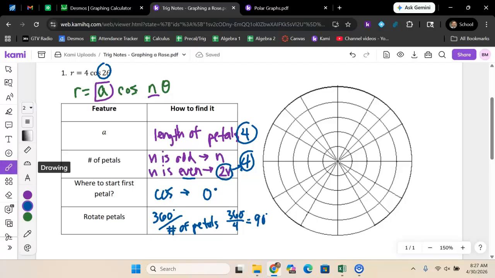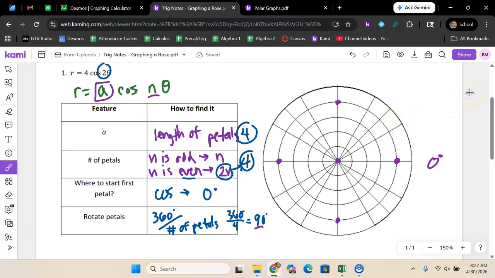All of these are based at the origin, so I'm going to put a point at the origin. The first petal is out here at 0 degrees, and they have length 4. So I'm going to go out to the 4th ring and put a point. Then I'm going to rotate every 90 degrees for another petal, and 90 degrees, another petal, 90 degrees, another petal. What you should notice is that that equals the number you're supposed to have, which is 4. I've got 4 points on there. They're all evenly spaced. They should always be evenly spaced.